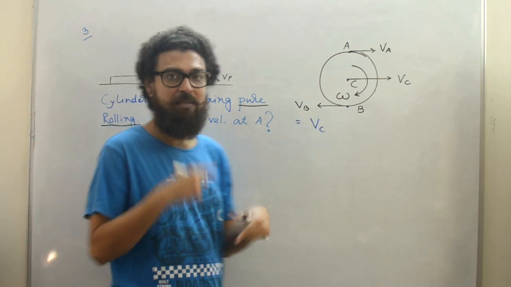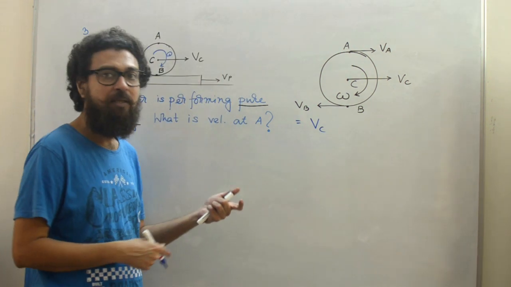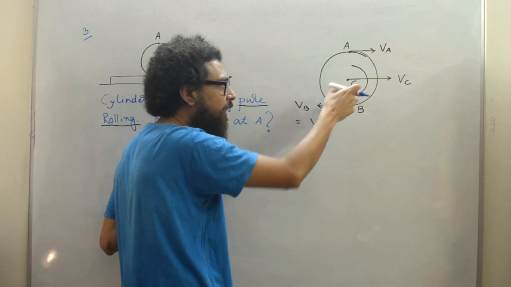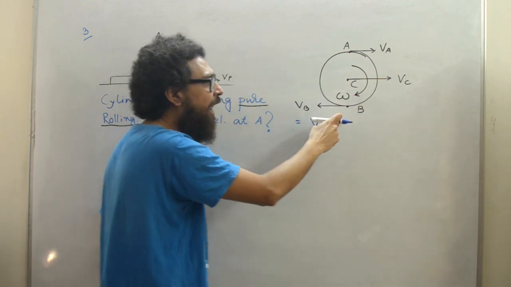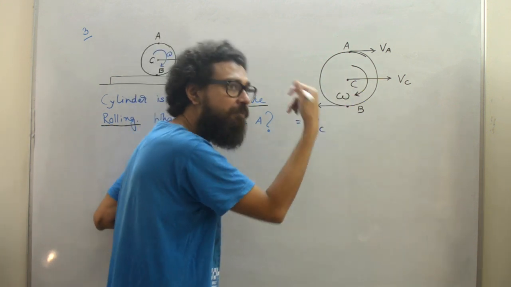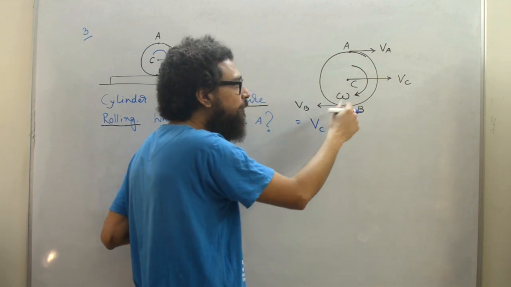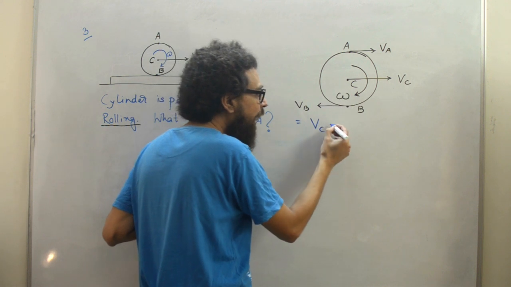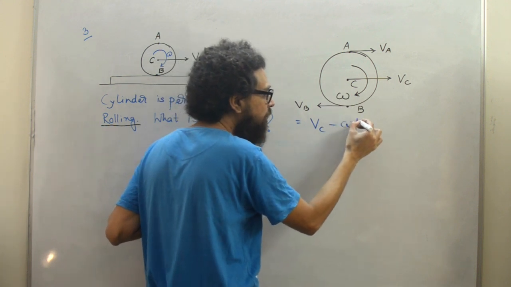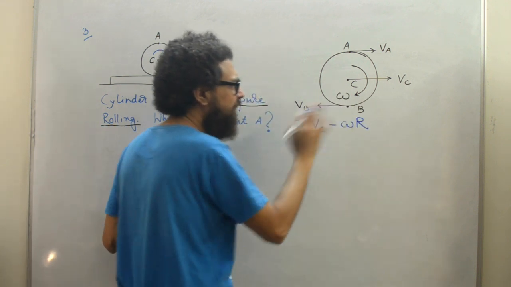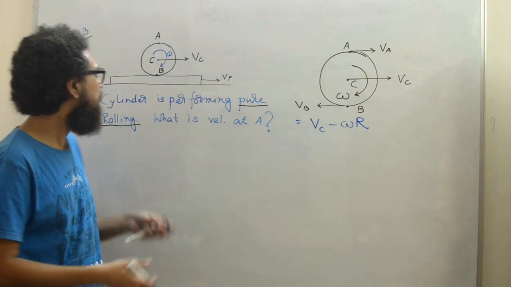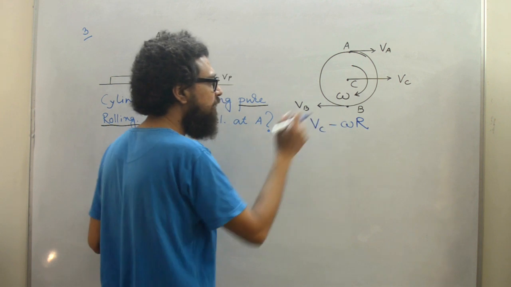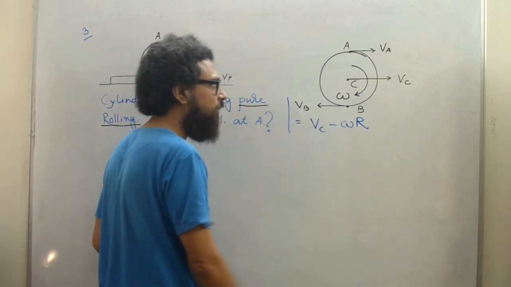You see, omega is the angular speed, and omega into r will give you the linear speed. So at this point, when it is rotating with omega, we have a velocity in this direction. So we have to subtract whatever it is, capital R or small r. So Vc minus omega r is Vb. This is what we have.